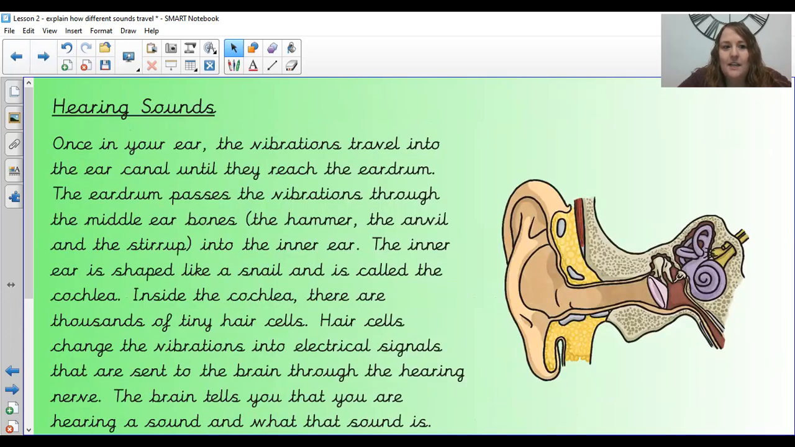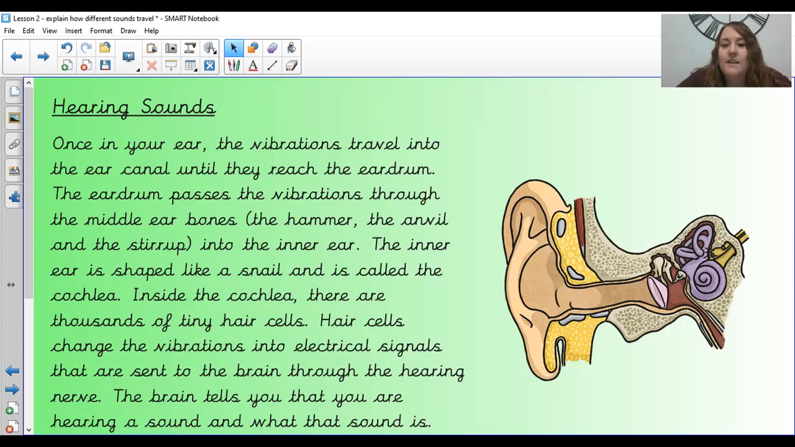Hearing sounds then. So once it's in your ear, the vibrations travel into the ear canal until they reach the eardrum. Lots of this vocab, by the way, might be new to you. You might be able to spot some on the diagram, but we will be going through this a bit more next lesson as well, so don't panic.